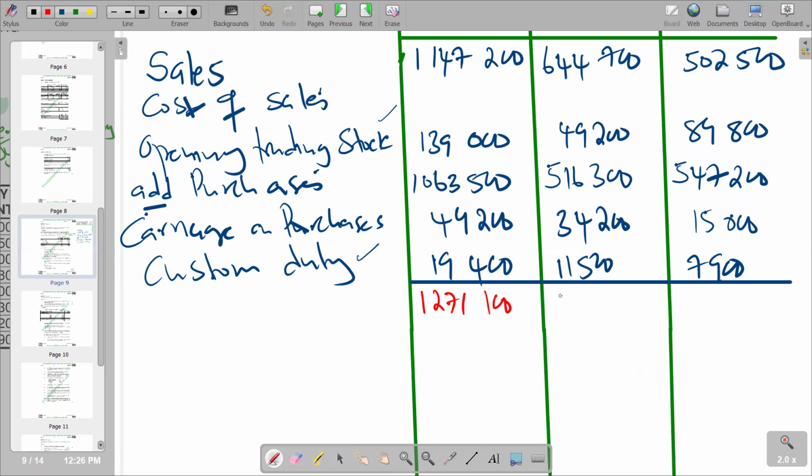We do the same thing for the cosmetics, 49,200 plus 560,300 plus 34,200 plus 11,500. And we're going to get a total of 611,200. On the last column, 89,800 plus 447,200 plus 15,000 plus 7,900. And your total is 659,900.